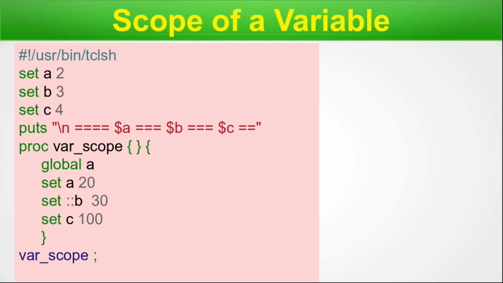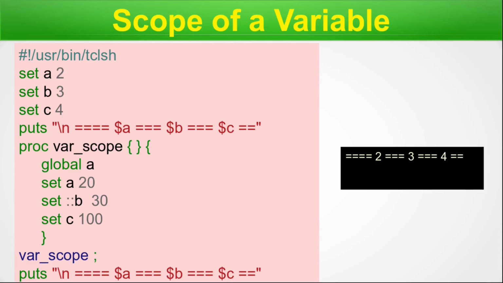And then after we execute var_scope, we again print the values A, B and C. Now when we execute this at our terminal, what we get is that the initial values are 2, 3, 4, and in the next one we get 20, 30 and 4. So you can see that although you have written set C with 100, it remains local to that, because to access a global one, either you use the global keyword or you use double colon, then the variable name. So this is the concept of local and global in Tcl.